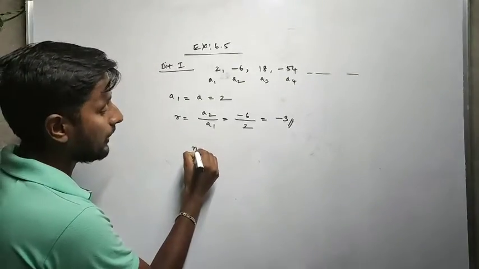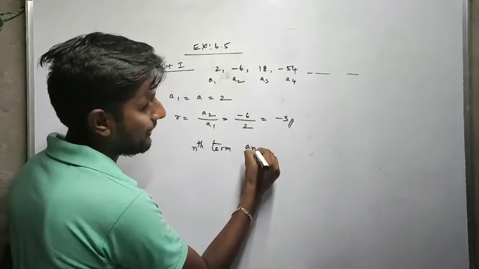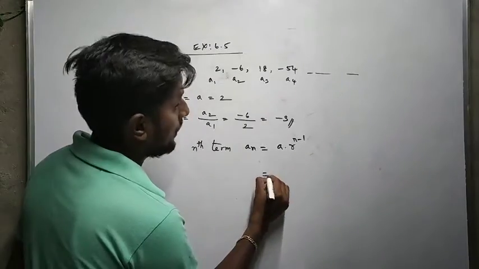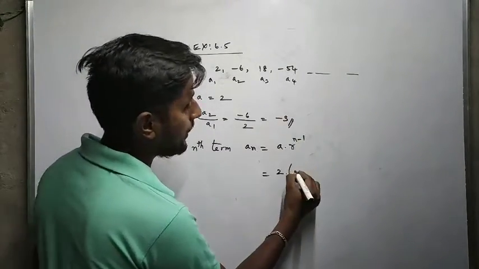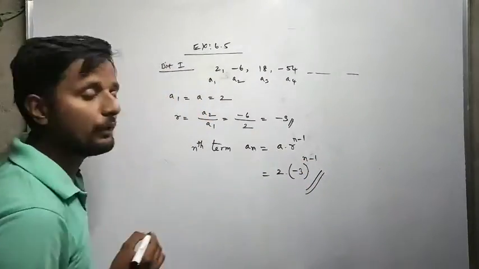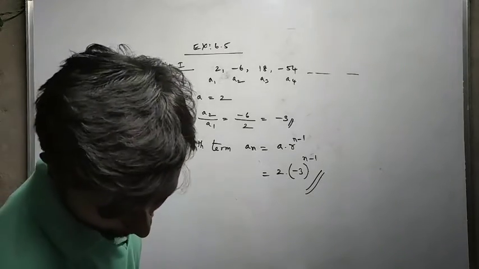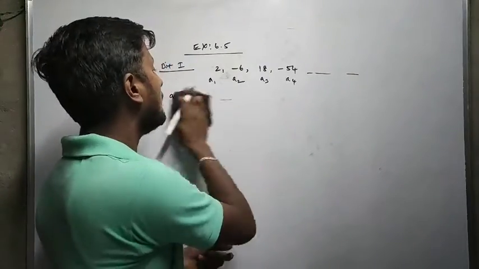If you talk about the nth term, An is equal to A into R to the power n minus 1. So the A value we write as 2 into the R value minus 3, whole power n minus 1. We are not multiplying it, and we are not going to simplify it either. If you go with the second bit, beta, the second bit is asking to find the 10th term and the nth term.